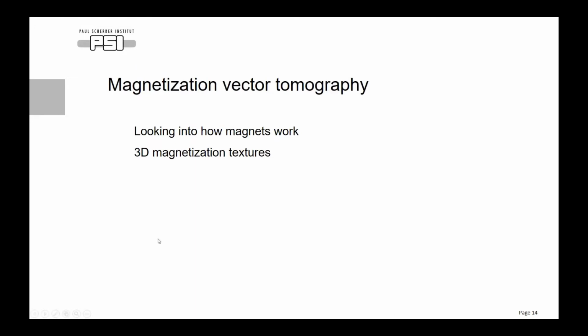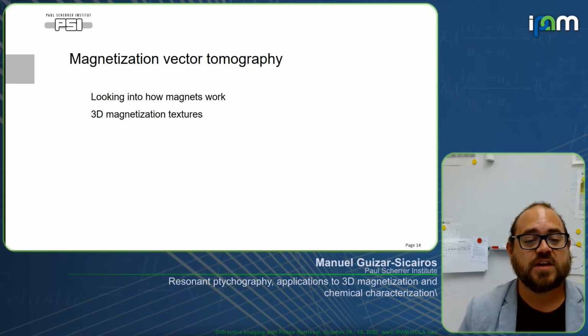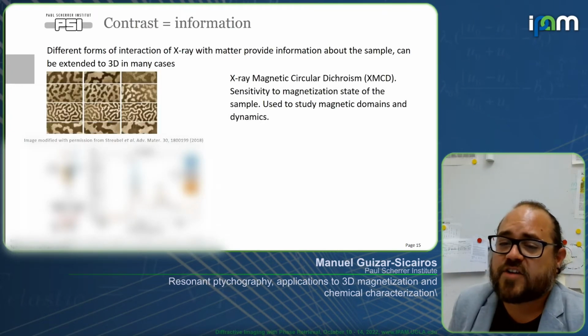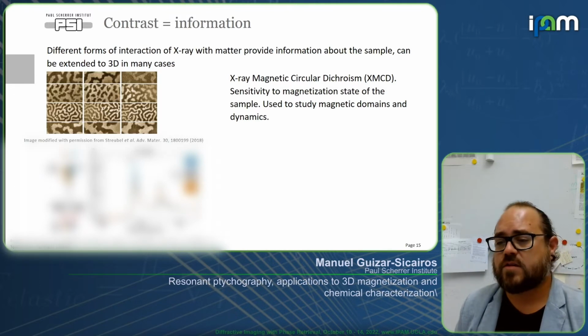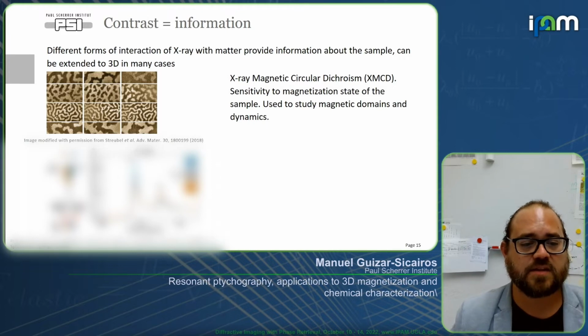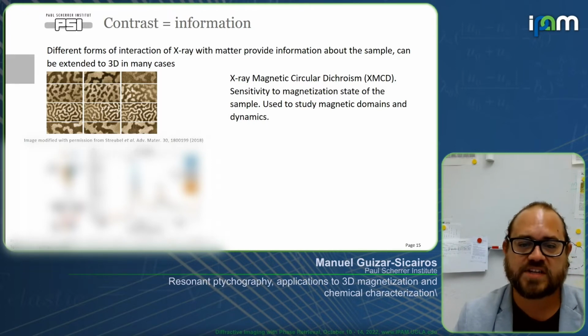So now I'm going to move into the two topics that I mentioned in the introduction, and one is magnetization vector tomography, which was a topic that John was touching upon. So to motivate this, basically, every time that you have different types of contrast, different types of interaction between the beam and the sample, this is an opportunity to extract information from the sample.